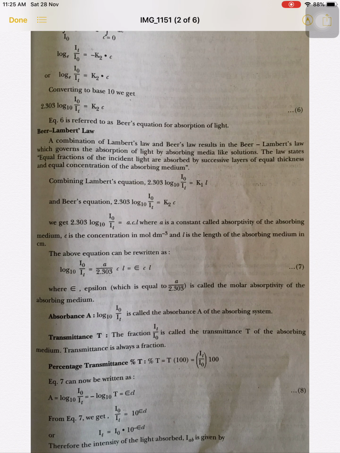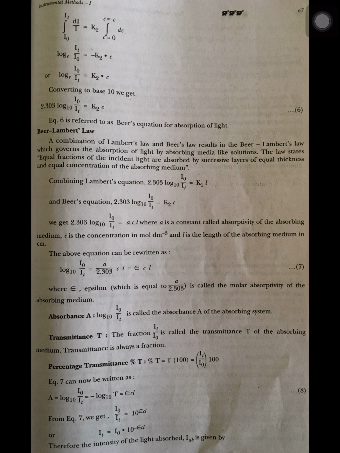So there are 2 points, absorbance A and transmittance T. So now see here, what is absorbance? Log to the base 10 I0 by IT is called as absorbance of the absorbing medium.